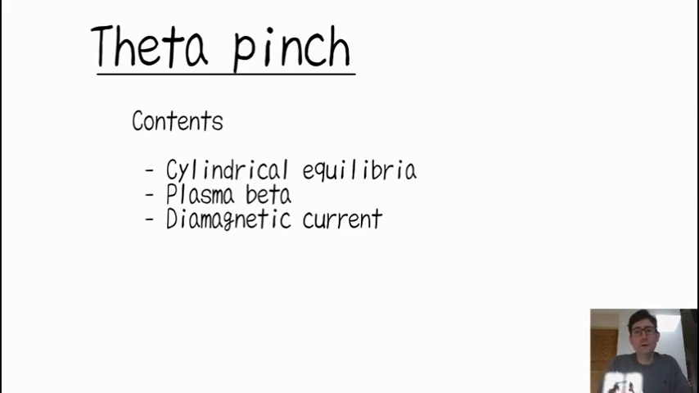Welcome. In this video I'll introduce cylindrical equilibria, in particular the theta pinch, which is an early form of fusion research device, not actually used now for reasons that I'll go into, but it allows us to look at slightly more complicated examples of ideal MHD equilibria, which will be useful later. It also introduces some concepts of plasma beta, which is the ratio of fluid pressure to magnetic pressure, and some ideas of diamagnetic current.